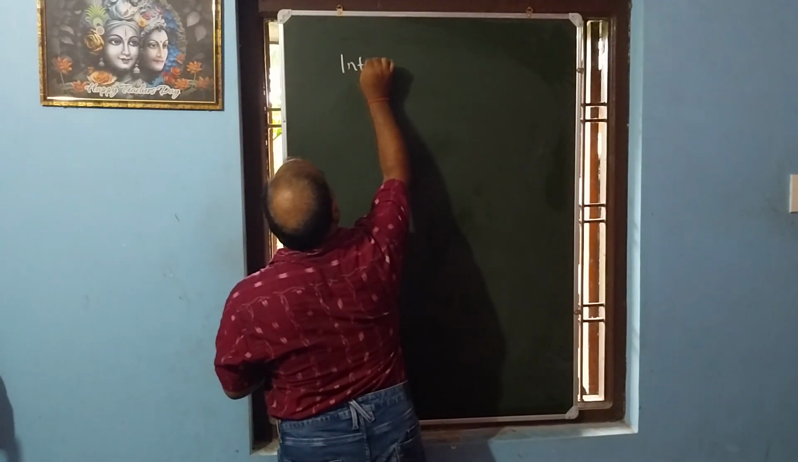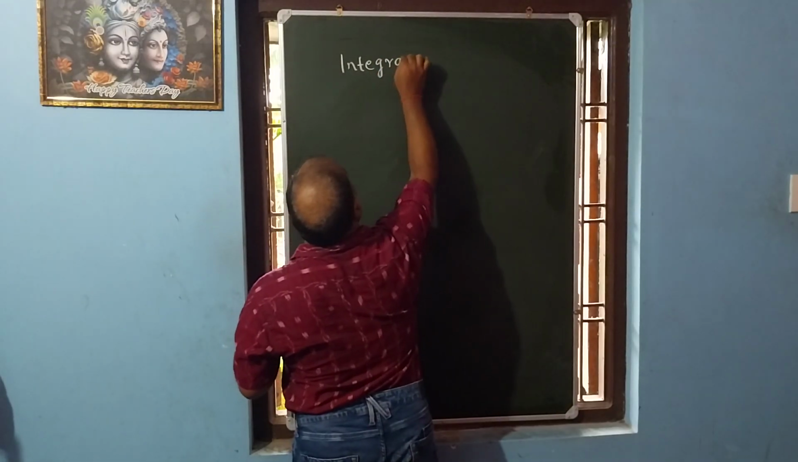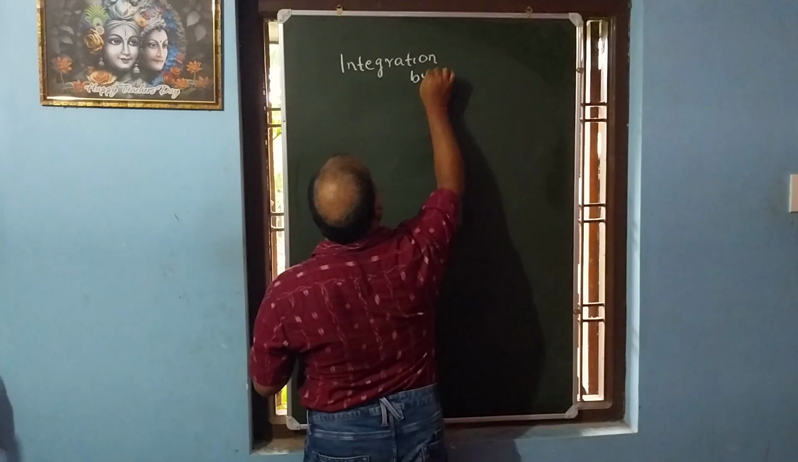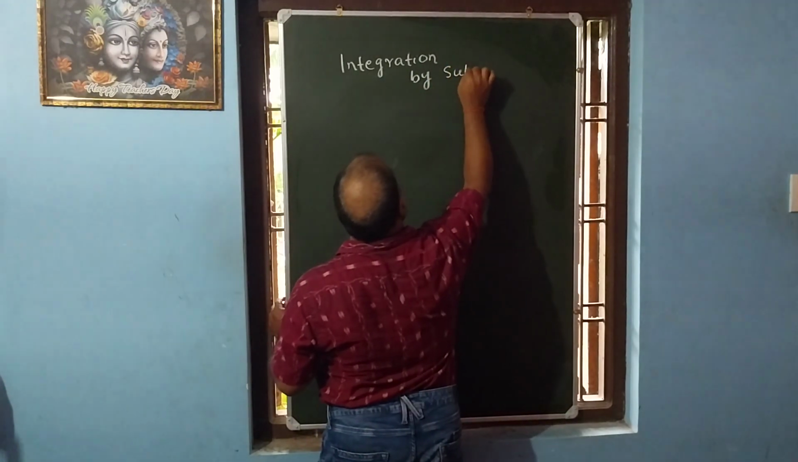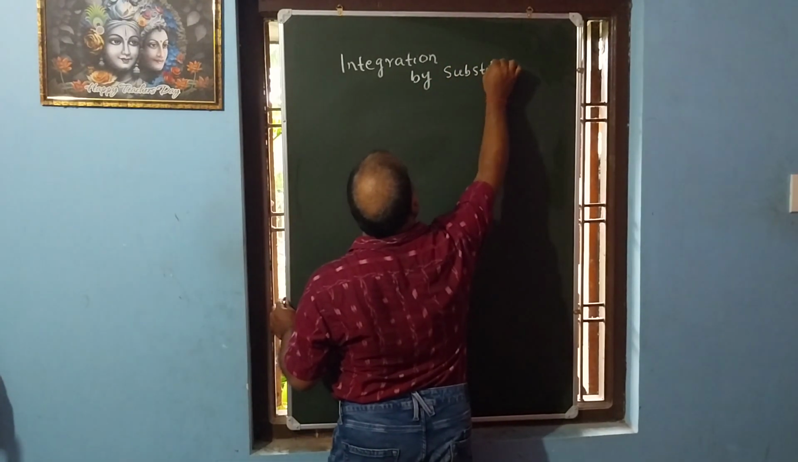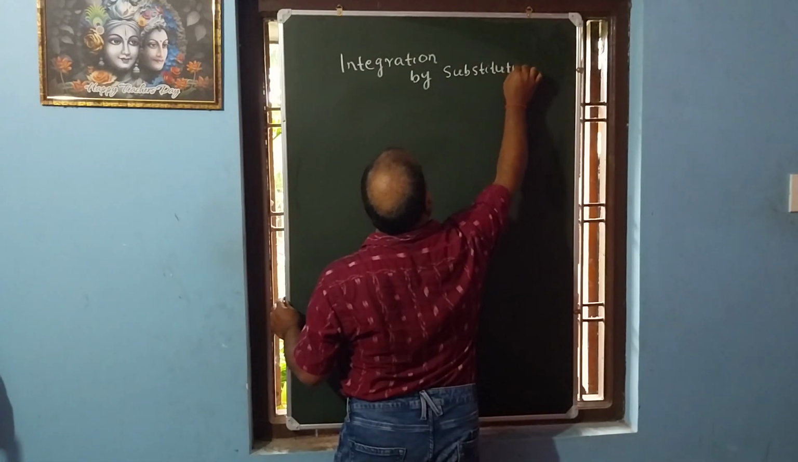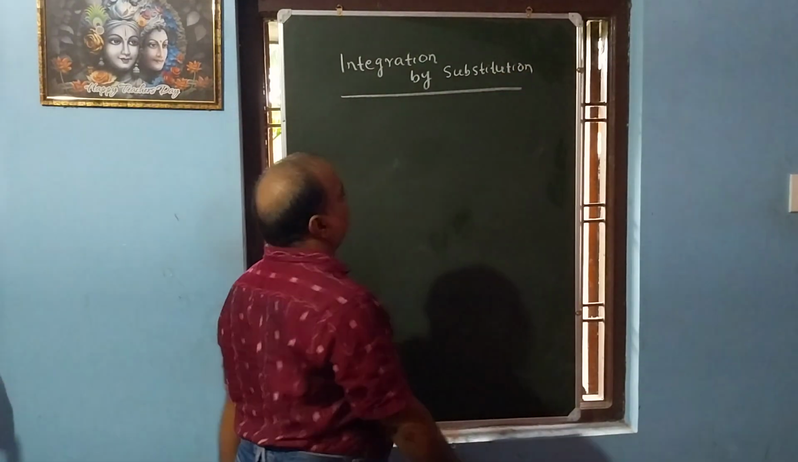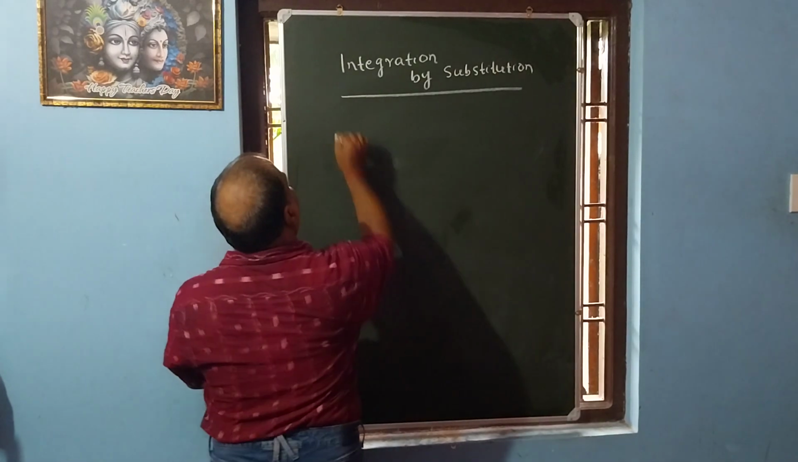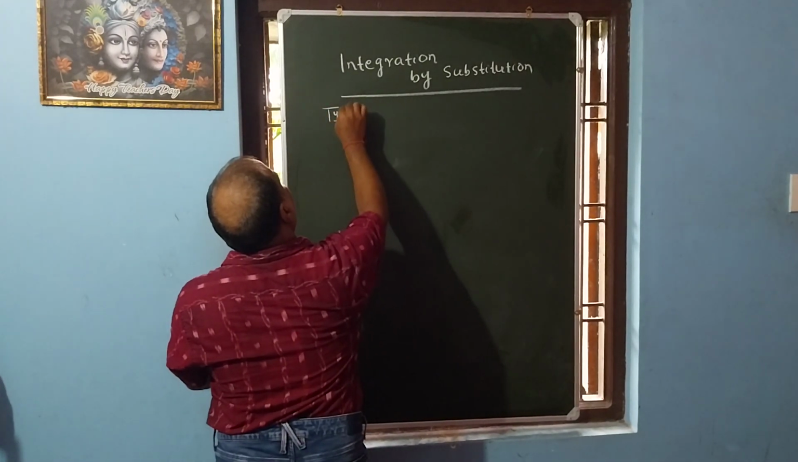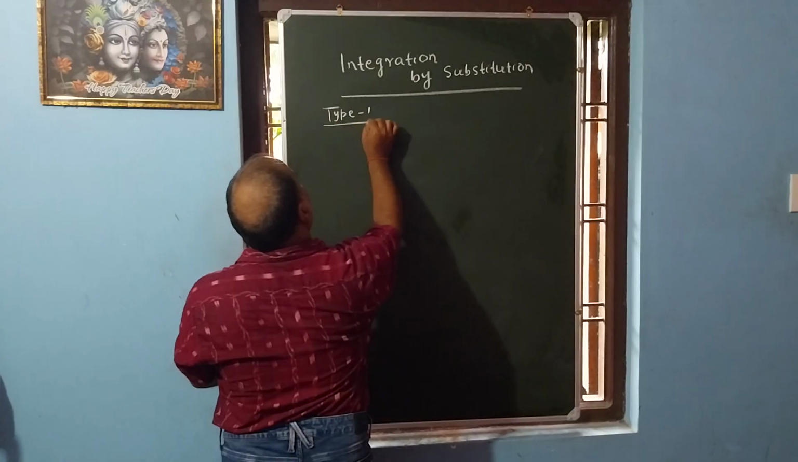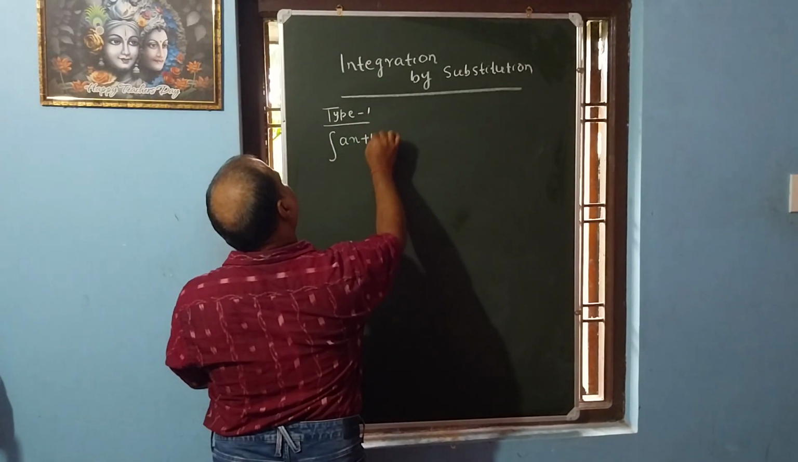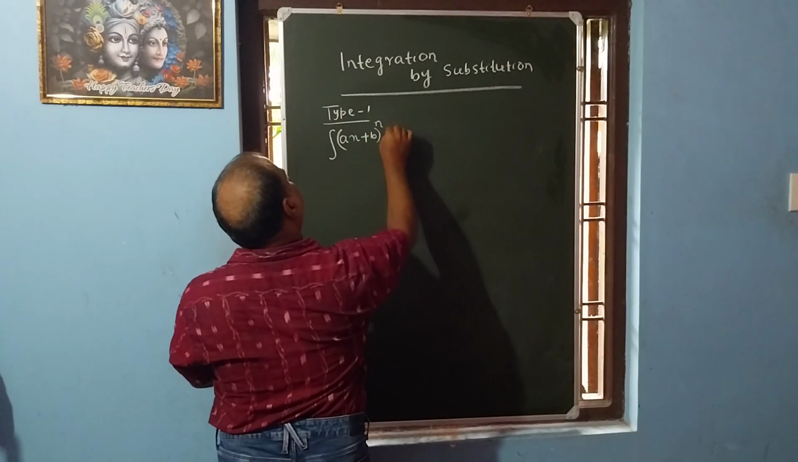Integration by substitution. Okay, integration by substitution. So, type number 1. Type 1: integral of (ax plus b) to the power n dx.